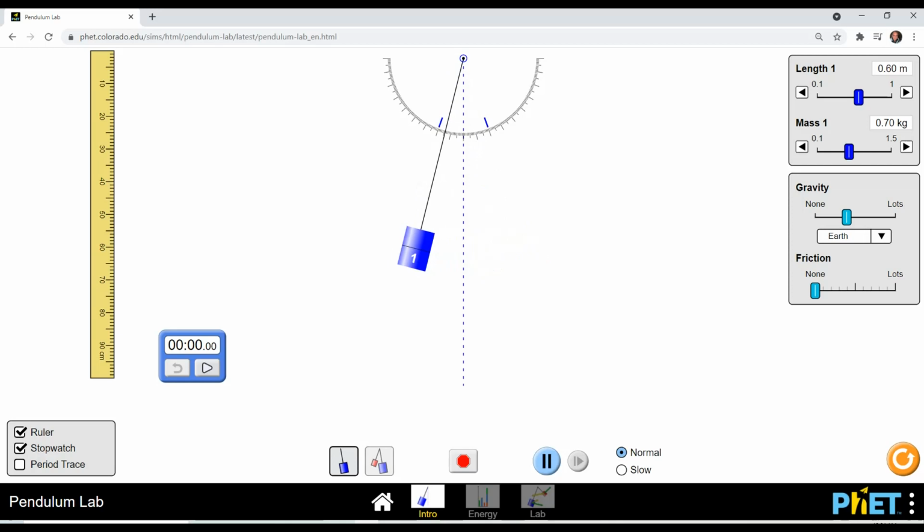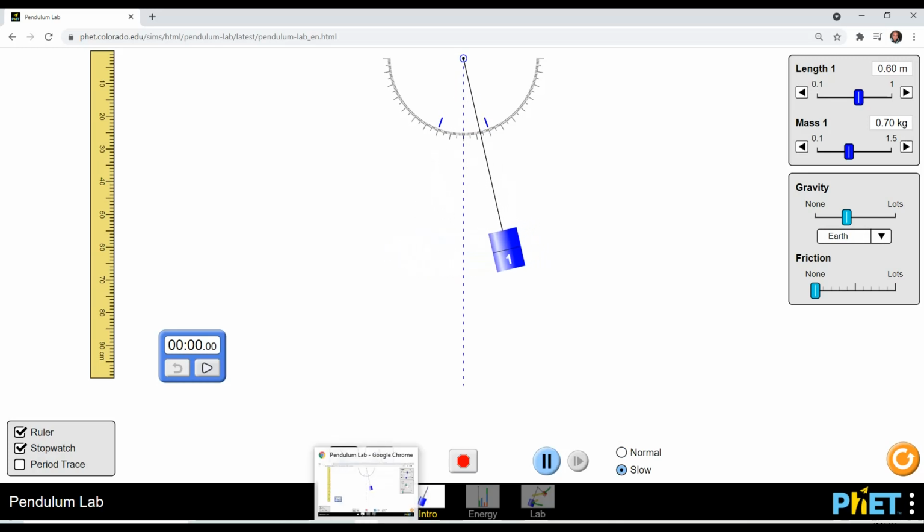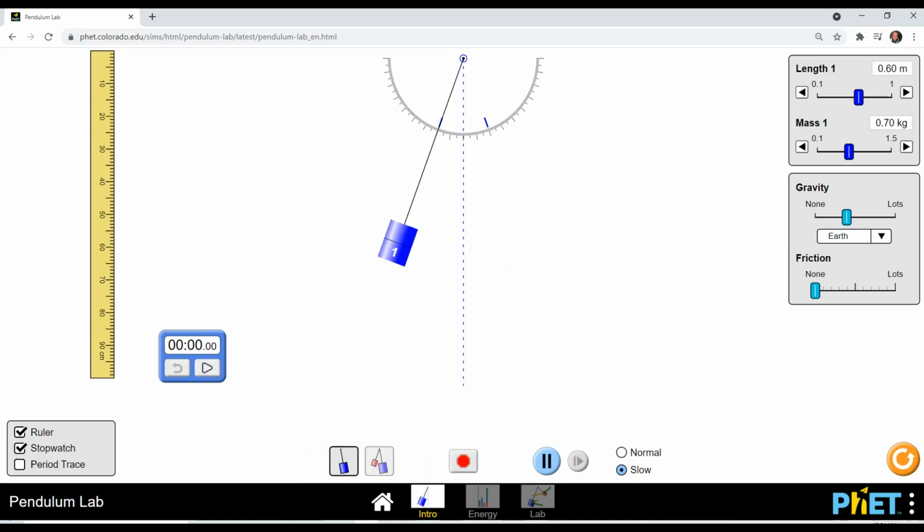I'm going to turn off the period trace, okay? If you want to slow down the oscillation of the pendulum, you can do that. Here you go. And the watch also slows down, okay? So here you go. It slows down by quite a large amount. That's 1 second right now. It seems that it has slowed down by 10 times.